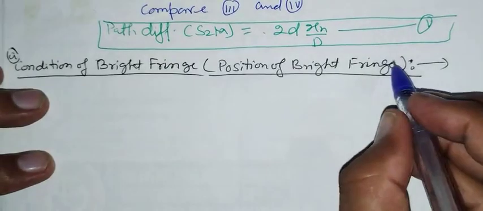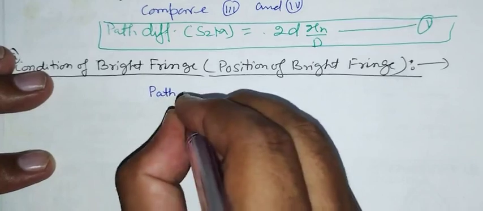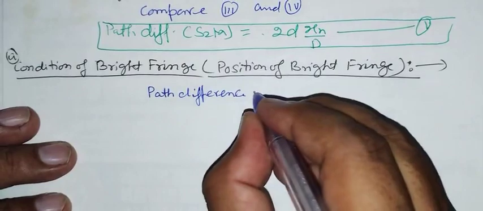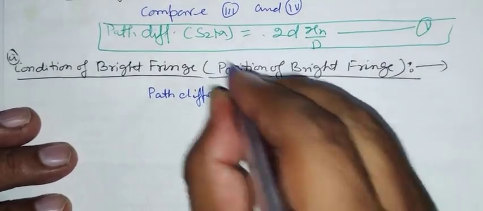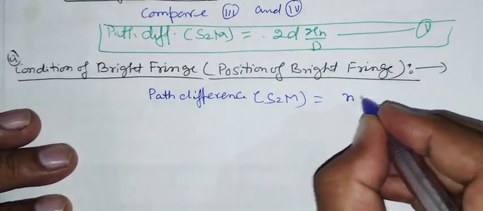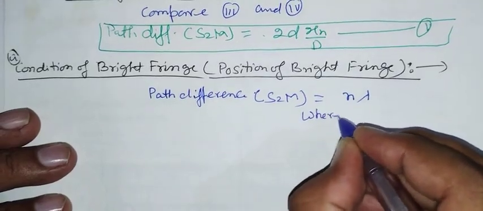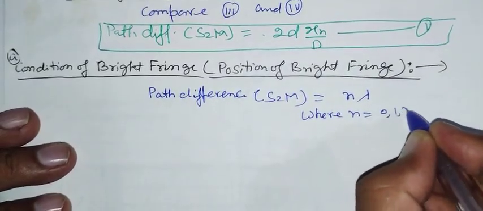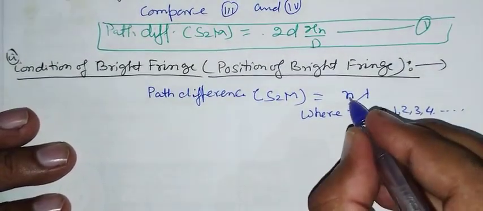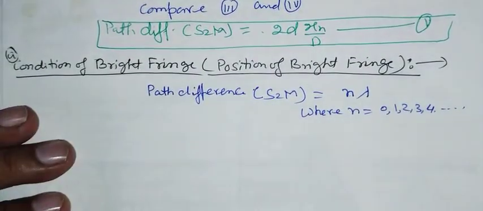Now, what is the condition of bright fringe? Bright fringes are obtained when path difference, that is S2M, is an integral multiple of n lambda, where n is equal to 0, 1, 2, 3, 4 and so on. N is equal to 0 means path difference 0, 1 means lambda, 2 means 2 lambda and so on.